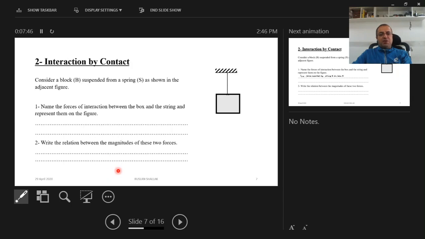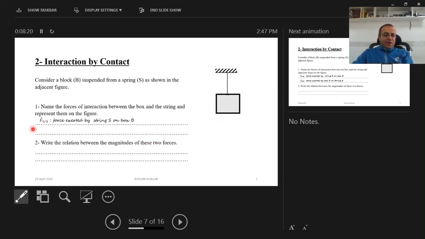Let's take an example for interaction by contact. Consider a block B, which is this, suspended from a string S, which is a wire, for example, as shown in the adjacent figure. Name the forces of interaction between the box and the string and represent them on the figure. So what are the forces of interaction between the block and the string?